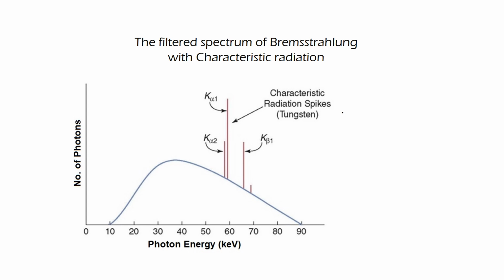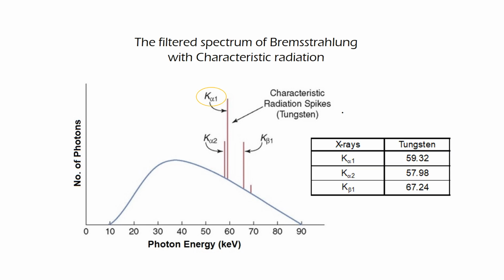K-alpha 1 adds a radiation spike at 59.32 keV. K-alpha 2 adds a radiation spike at 57.98 keV. K-beta 1 adds a radiation spike at 67.24 keV. Next, we will study how changing the keV and mA affects the X-ray spectrum and exposure.